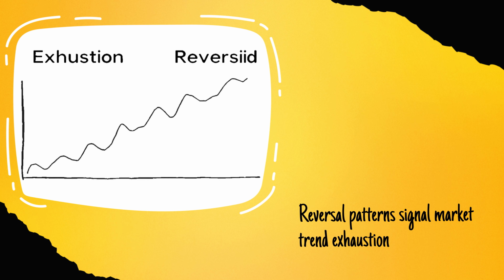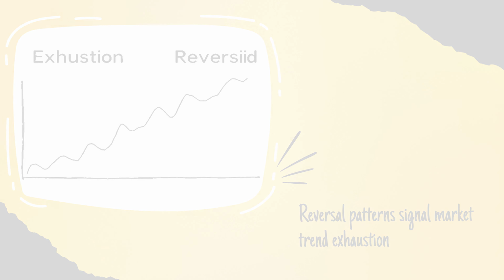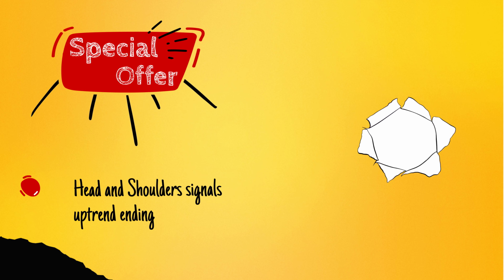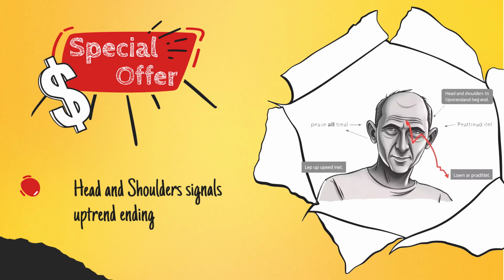Reversal patterns signal that the current market trend is likely exhausting itself and will soon reverse its direction. The most famous and reliable reversal pattern is the head and shoulders. The head and shoulders pattern signals the end of an uptrend and the start of a downtrend. It is comprised of four distinct parts.